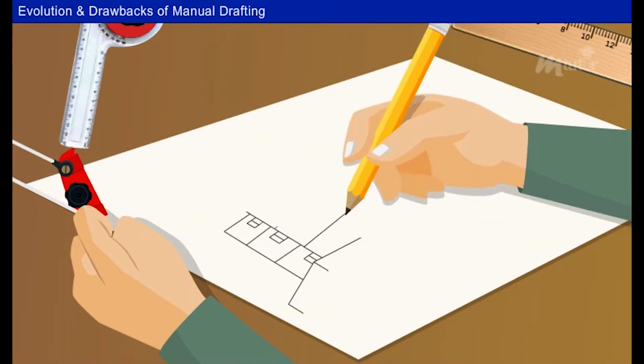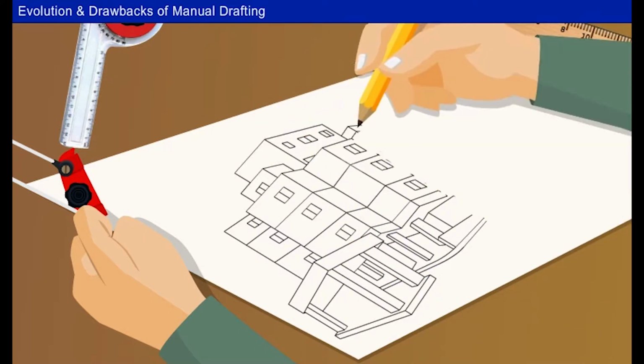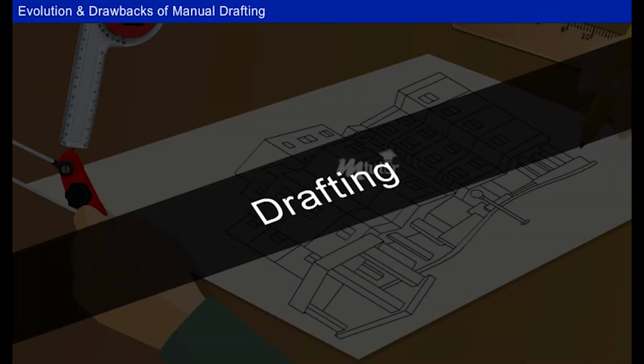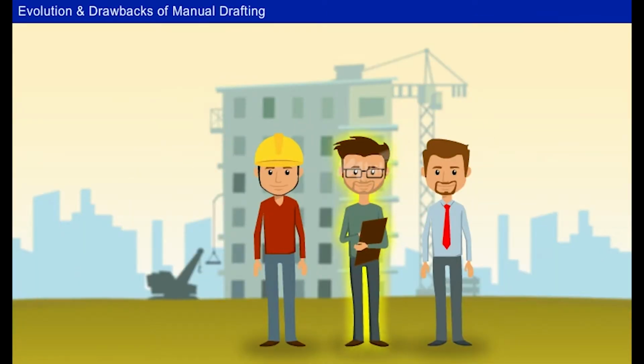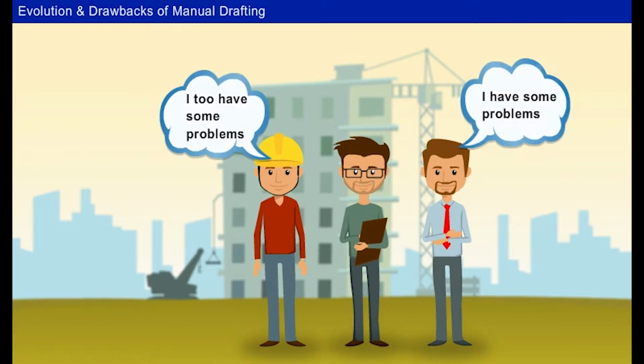Hence, the method of drawing with defined specifications using those drawing tools was termed as drafting, and the person who drafts the drawing was termed as draftsman. While working on this, the architects and engineers faced certain problems.